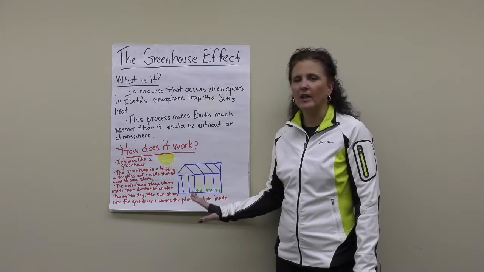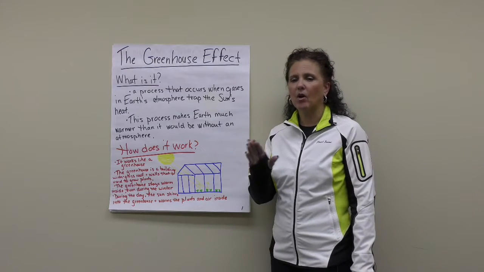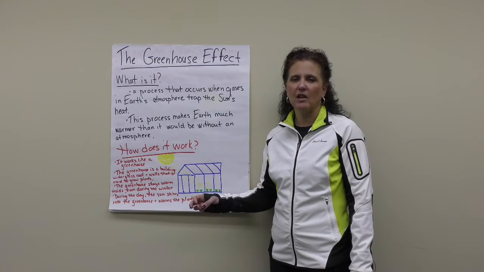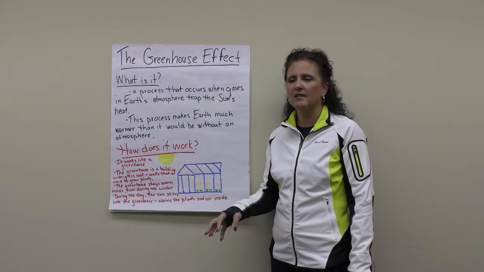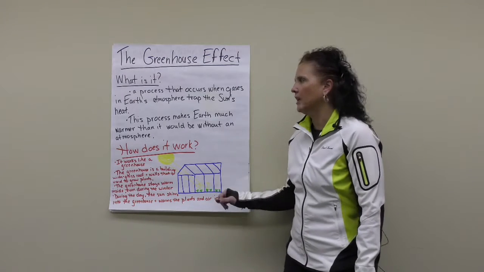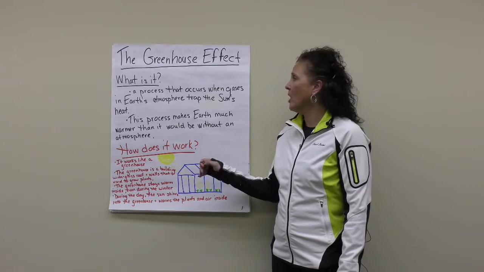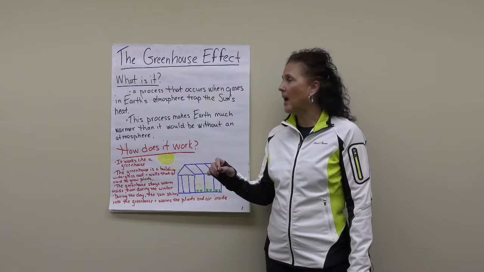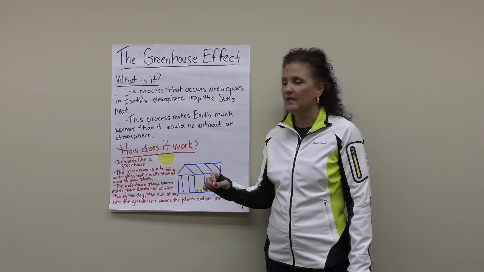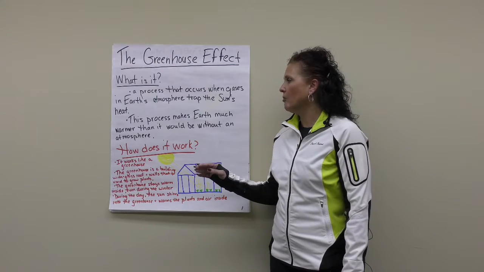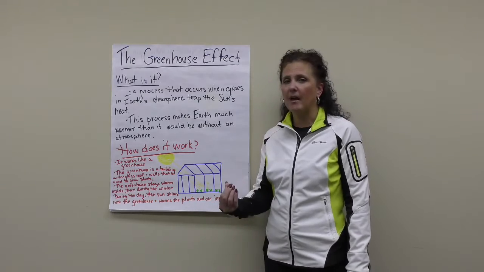Today's video is on the greenhouse effect. It's kind of going in line with the simple physics videos that we put out. The first one was on simple machines, then energy, and this one is on the greenhouse effect. So the first thing we want to know is, what is it? It is a process that occurs when gases in Earth's atmosphere trap the sun's heat. This process makes Earth much warmer than it would be without an atmosphere.